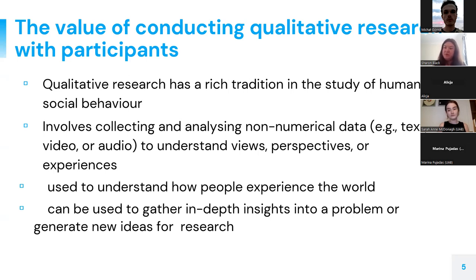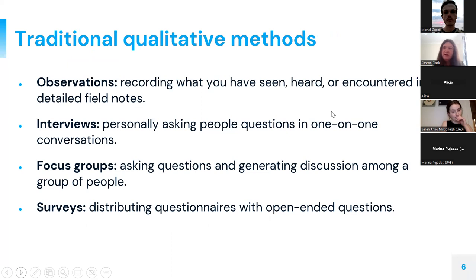All academic disciplines concerned with human and social behavior, such as sociology, psychology, anthropology, really do make extensive use of qualitative research methods. Qualitative research methods really enable us to understand how people experience the world and can be used to gather in-depth insights into a problem or to generate new ideas for research, among other things. So what are the traditional qualitative methods? I could talk for many hours about qualitative methods, but just to refresh our memories, what are the traditional qualitative methods?